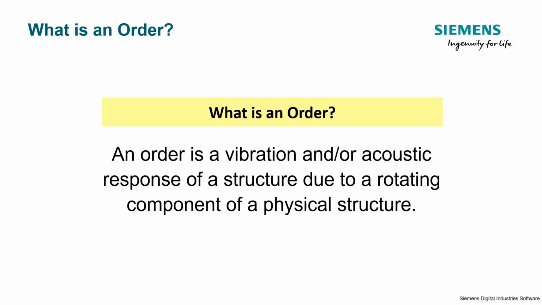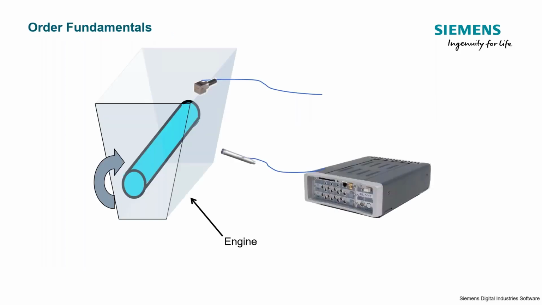An order is a vibration or acoustic response of a structure due to a rotating component. So when we talk about orders and order analysis, immediately we should start to think about rotation or rotating components. To measure this, we would take a sensor, an accelerometer or a microphone, and we also want to track the rotation of a shaft using a tachometer.